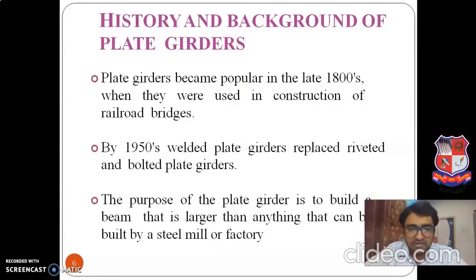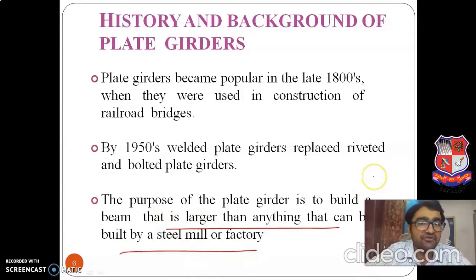In 1800, plate girders were used in construction of road bridges. Plate girders replaced riveted and bolted plate girders. The purpose of a plate girder is to build a beam larger than anything that can be built by steel mill factories. So it is a larger thing. When the length is too large, we can use a plate girder.